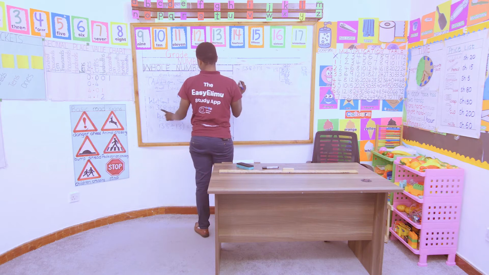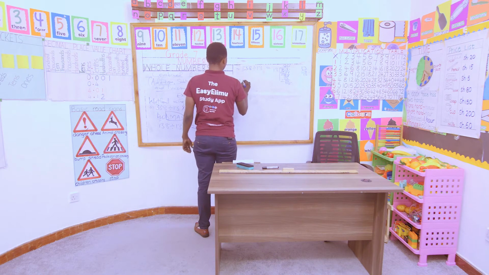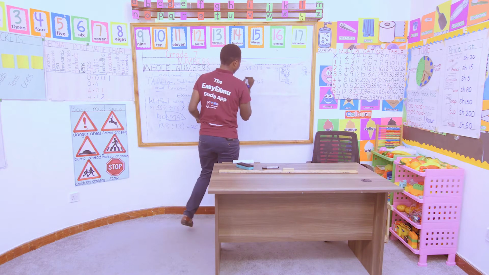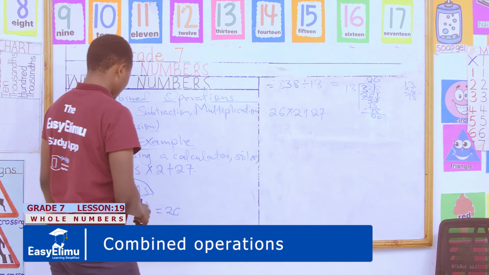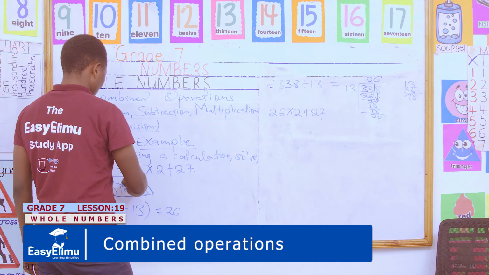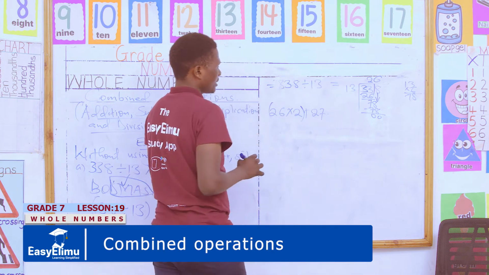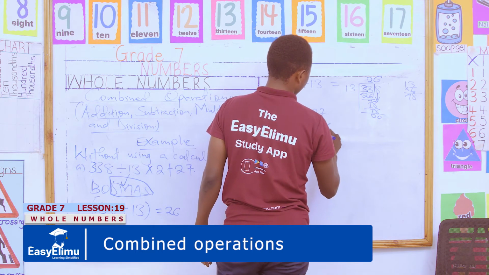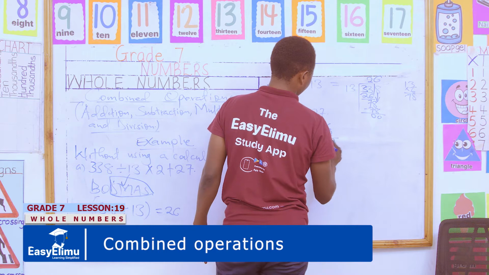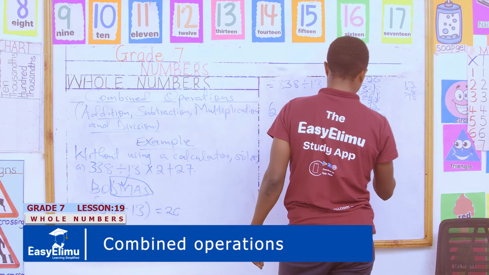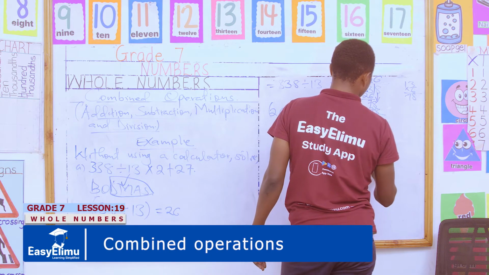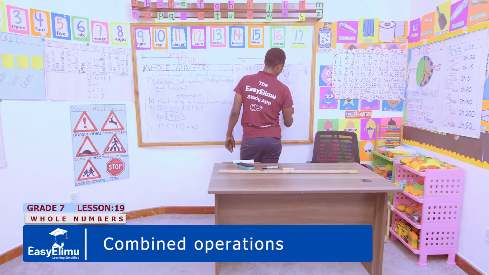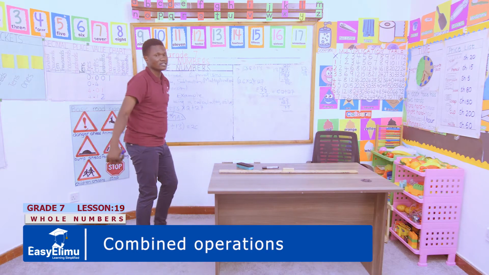We rewrite our question now with the quotient here. It is now 26 times 2 plus 27. 26 is the quotient from this operation. The next thing that follows is multiplication. So we multiply 26 by 2, that is 52, such that we have 52 plus 27. If you take 52 and add 27, you get 79. So our answer is 79.